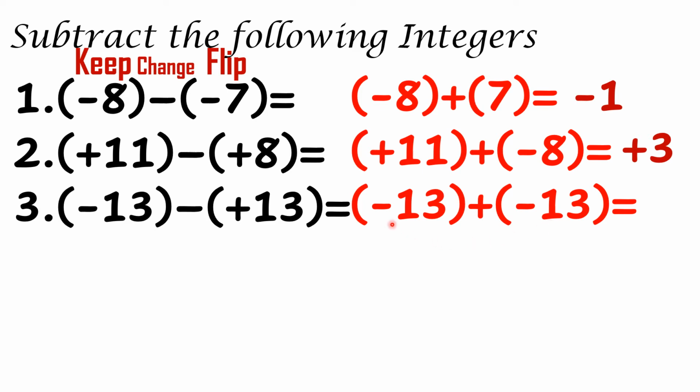So, negative and negative. So, same sign, add and keep. So, 13 plus 13 is equal to 26. Then, keep the sign. So, the answer is negative 26.